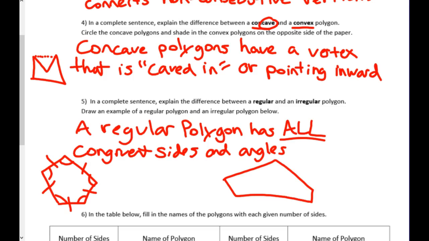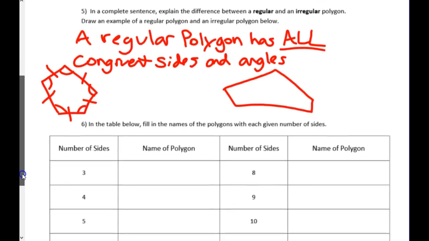An ugly-looking irregular polygon? Okay, and that's a bad example because this is not straight like it should be. But you get the idea. If it's not perfectly all the same, it's irregular. Okay? So we drew an example, and everything was great. All right? Now, do we know how to name some of these polygons?